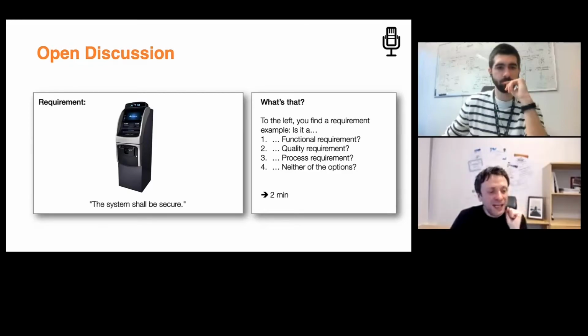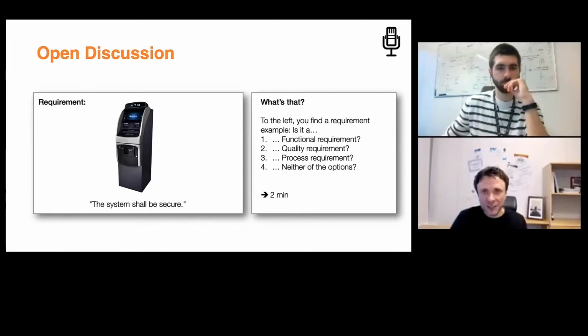Now, imagine that you are in a workshop, and then one of the workshop's participants says, the system shall be secure. So this is one of your requirements candidates. Now, the question is the following. What is it? The system shall be secure.